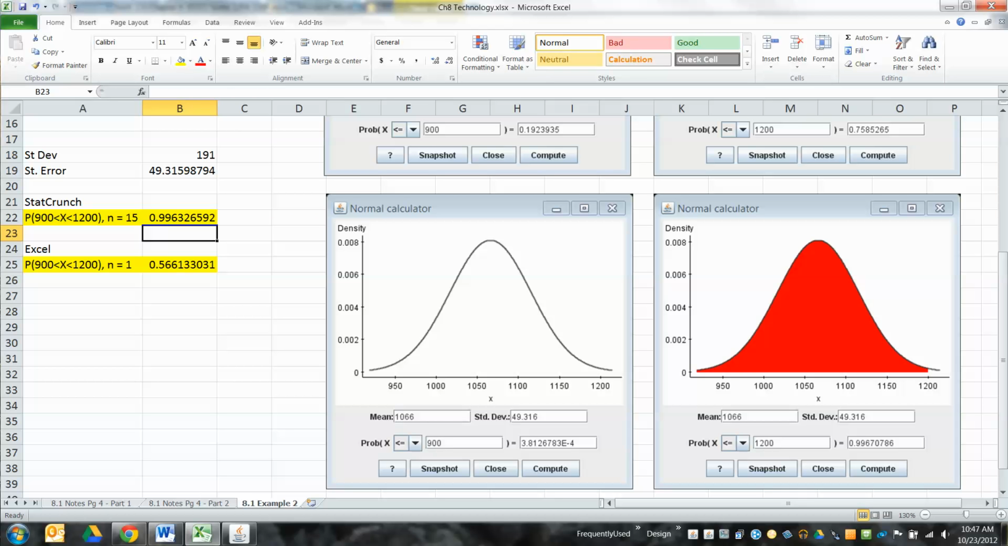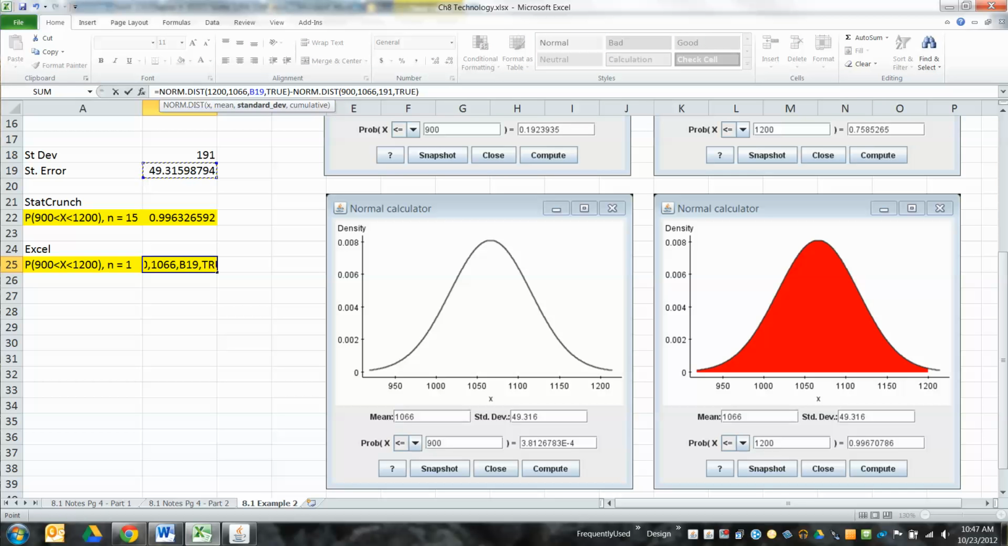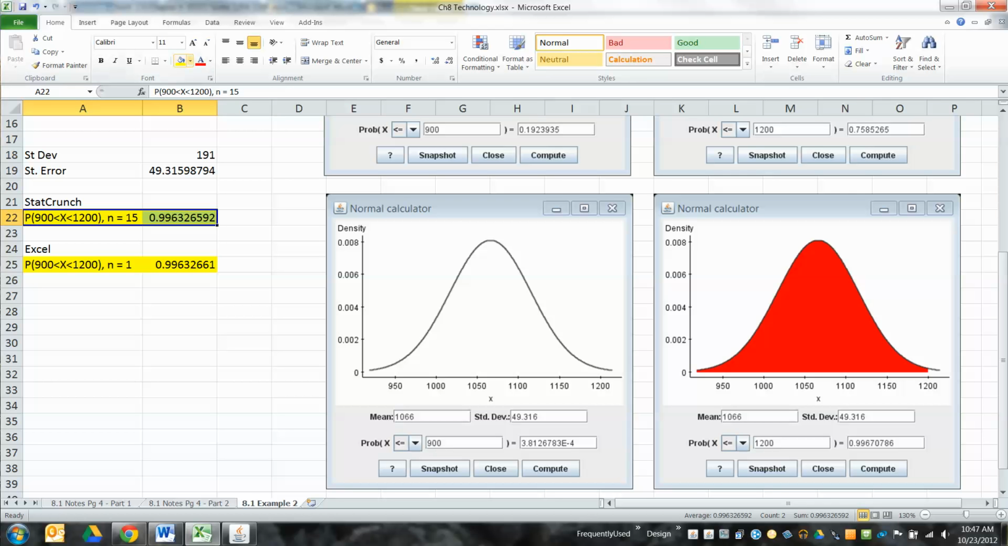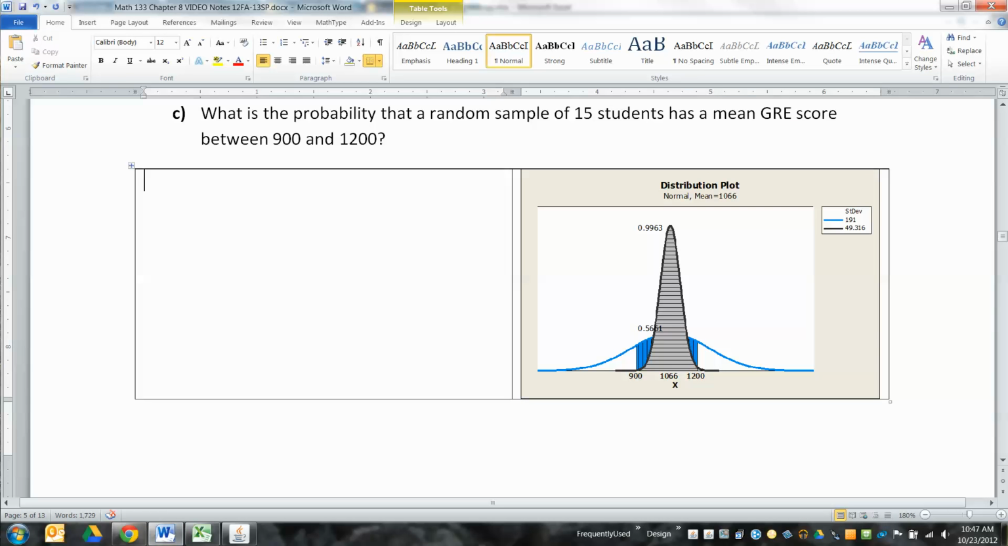Enter. All right, now if I was going to do this with Excel, same thing. It's just instead of 191, I do that cell right there, 49.316. And then this 191 needs to go away and make 49.316. Enter. Same number. Isn't that great? All right, so this is, I'm going to make it orange. There we go. I'm going to copy and paste that back into my notes. And I can see that Minitab was right.